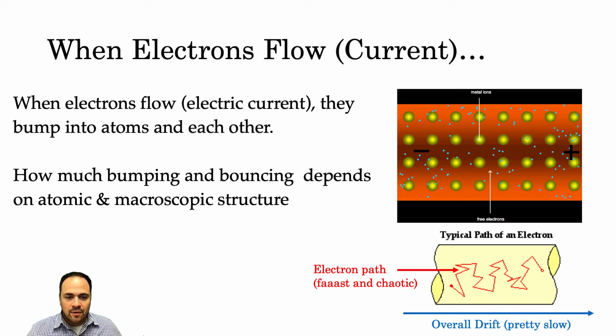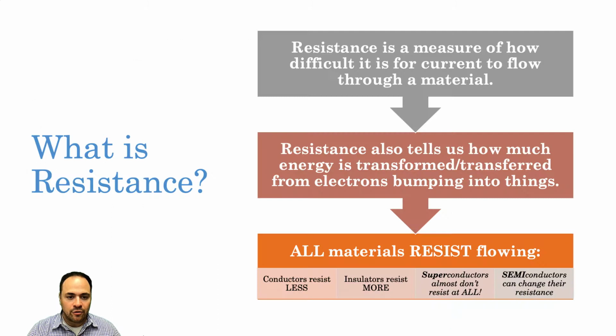And so again, if you remember from current, the motion of electrons is kind of sporadic. They're bouncing all over the place, going kind of crazy. And how much of this bouncing and jostling around depends on the material that they are flowing through. So when we're talking about this bumping and running into things, we're talking about resistance. And so resistance is a measure of how difficult it is for current to flow through a material. It also kind of tells us how much energy is transformed and transferred from electrons bumping into things.